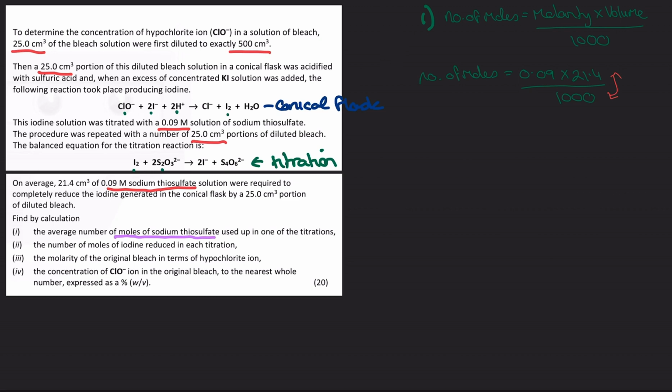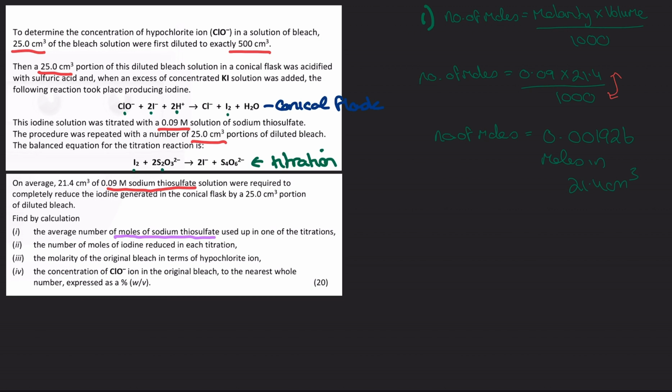Okay, so if you put that into your calculator, you should work out the number of moles of the sodium thiosulfate in that 21.4 sample should be 0.001926 moles in 21.4 centimeters cubed. And that's your answer to part 1.